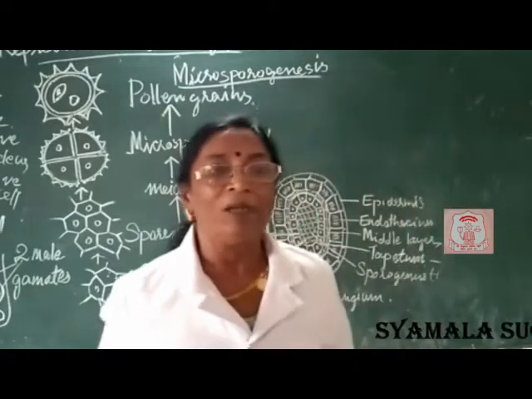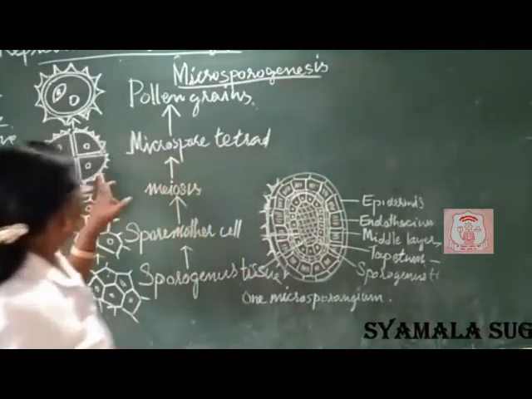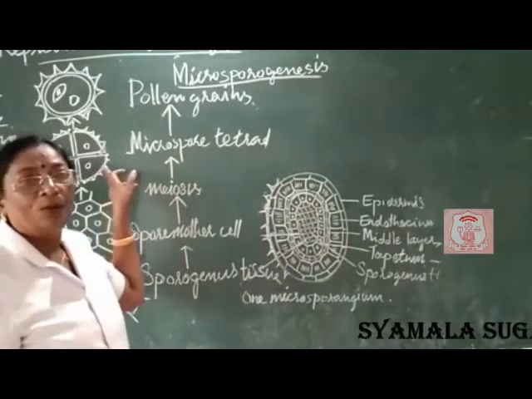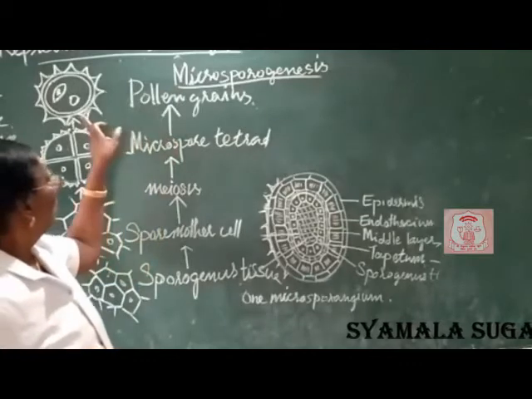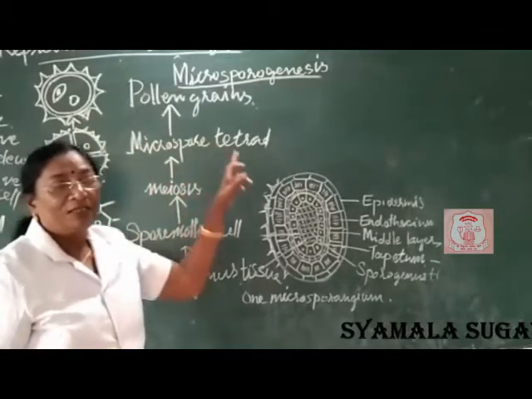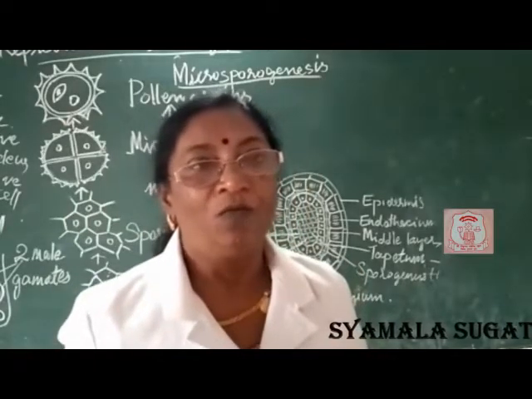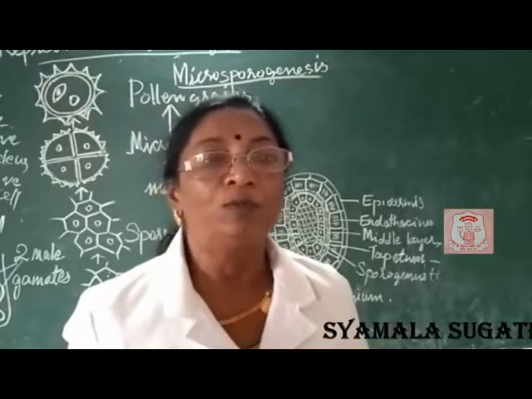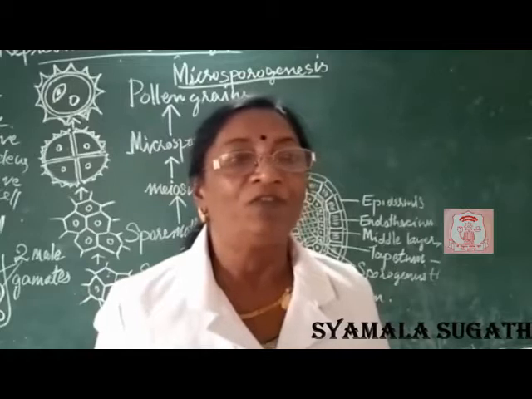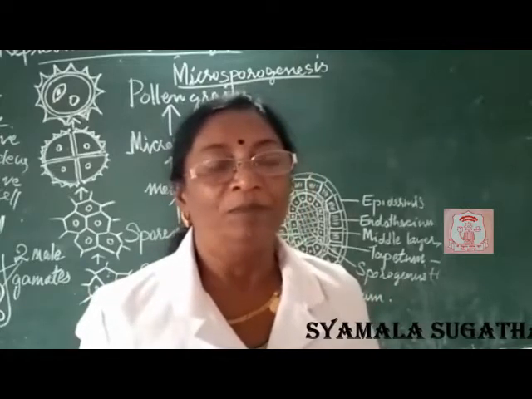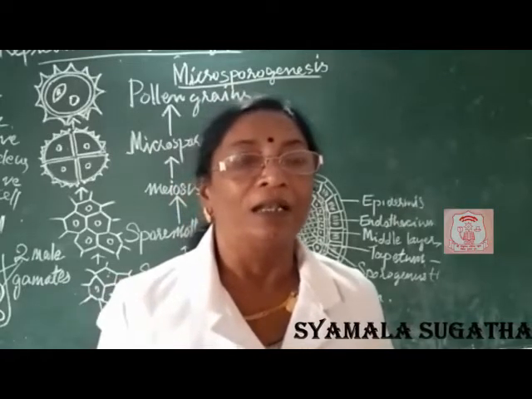It is called a tetrad because they are clusters of 4, and these clusters of 4 cells then get separated, round off and become pollen grains. Thus from a single microspore mother cell, 4 haploid microspores or pollen grains are produced. Thus, in the chamber of the microsporangium, a large number of microspores or pollen grains are present.